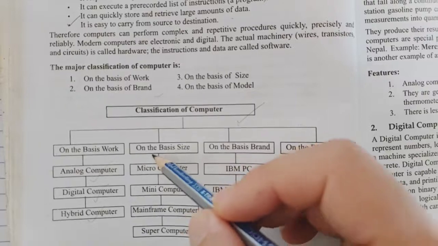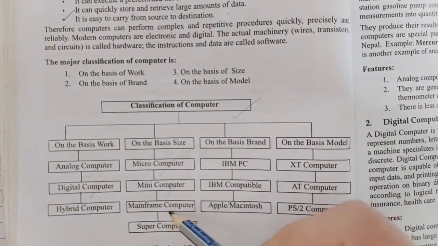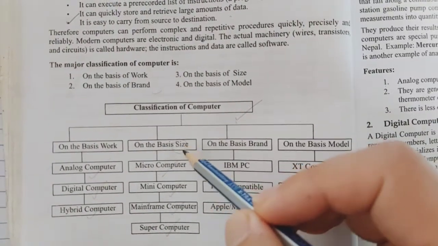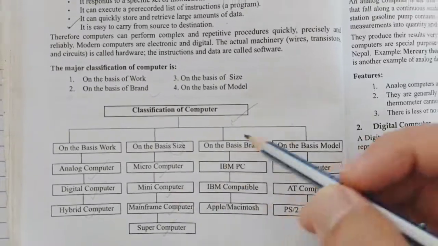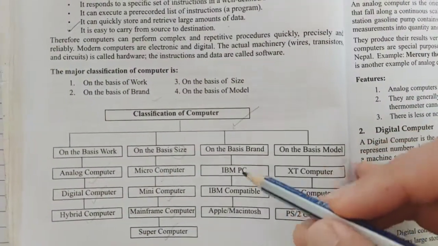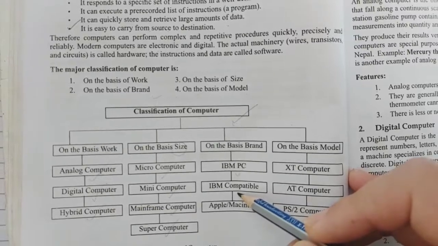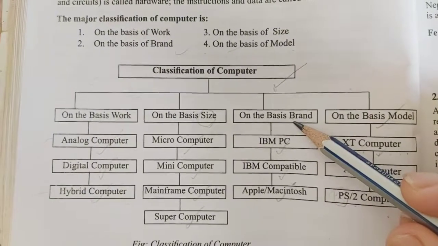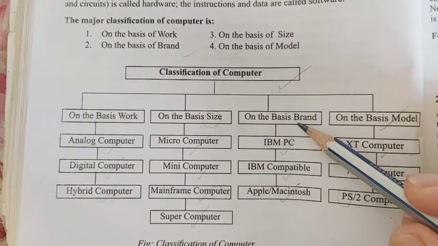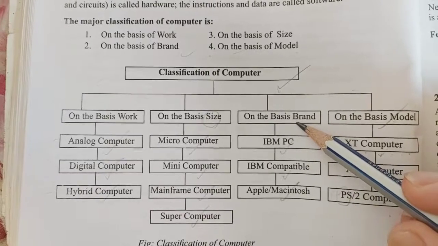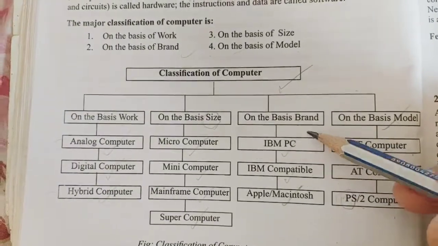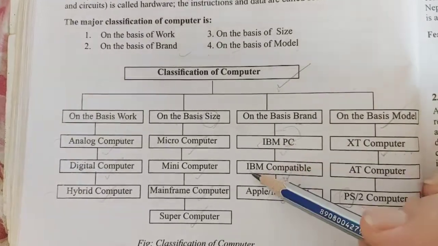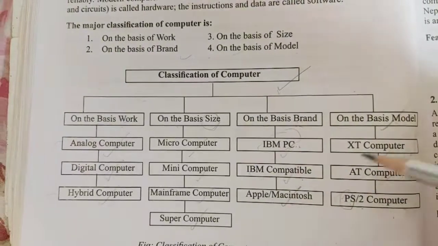On the basis of size, we have microcomputer, mini computer, mainframe computer, and supercomputer. These are all on the basis of size, from small to big. On the basis of brand, we have IBM PC, IBM compatible, Apple Macintosh. These are all the brands. Brand means like the brands of shoes, like Gold Star shoes, Nike shoes, Jordan shoes, etc. Similarly in computers, these are all the brand names: IBM PC, compatible, Macintosh, Apple.